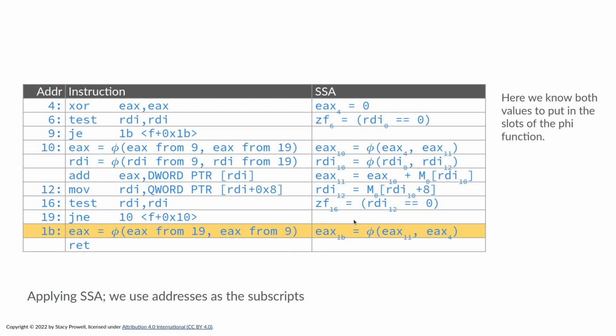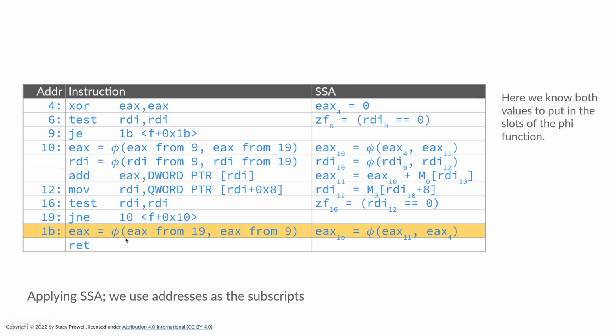Finally, we figured out what we passed 19, so let's go back up here and fill these slots in. So RDI coming from 19 would be RDI 12. So let's put it in here. There it is. EAX coming from 19 would be EAX 11, and so we plug it in right there, and those are filled in.